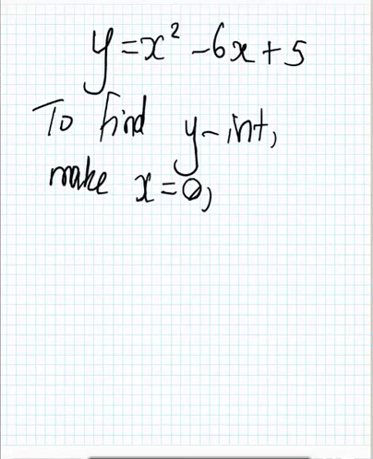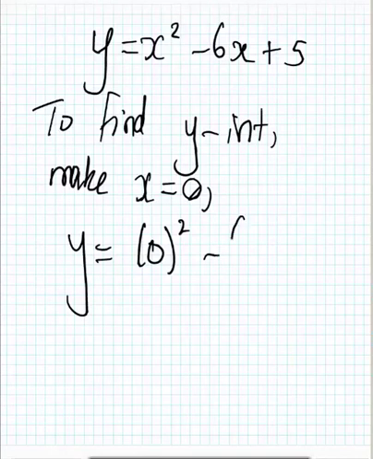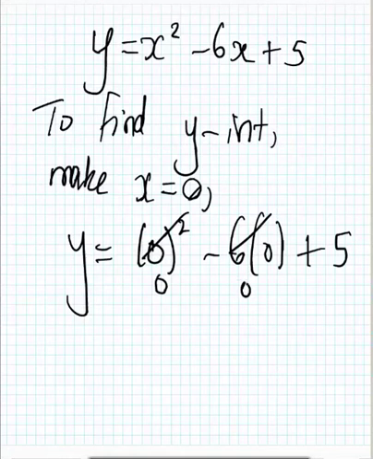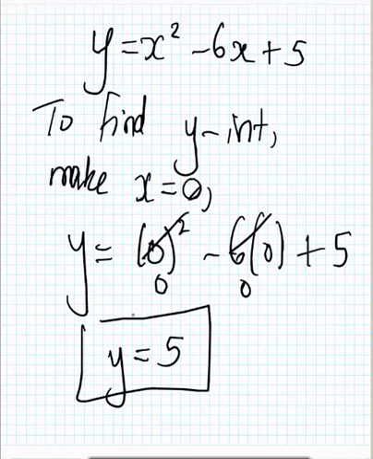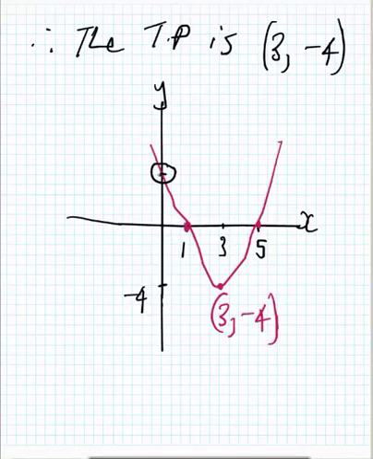To find the y-intercept, you just make x equals 0. So we have y equals, if x is 0, we'll have 0 squared minus 6 times 0 plus 5. That's going to be 0, that's going to be 0, so y will equal a positive 5. And that's it. Finding the y-intercept when we're dealing with quadratics and parabolas is actually the easiest thing to do. You just make x equals 0 and you're pretty much done. So if we go back to our graph, this point here, the y-intercept was actually a positive 5.